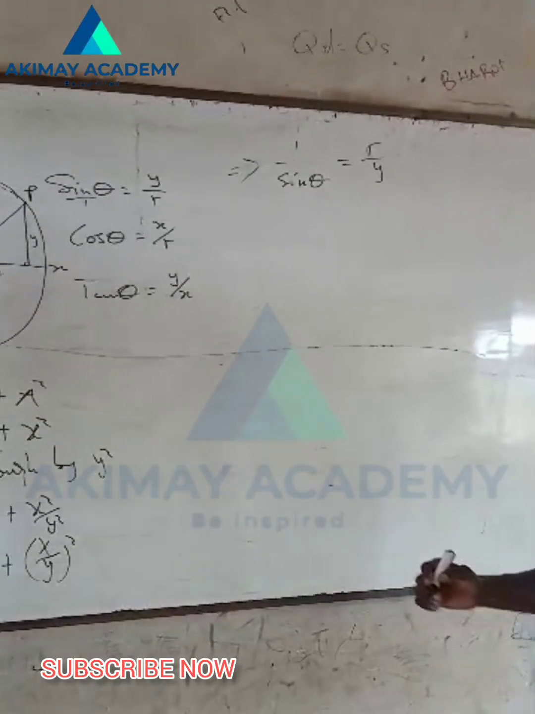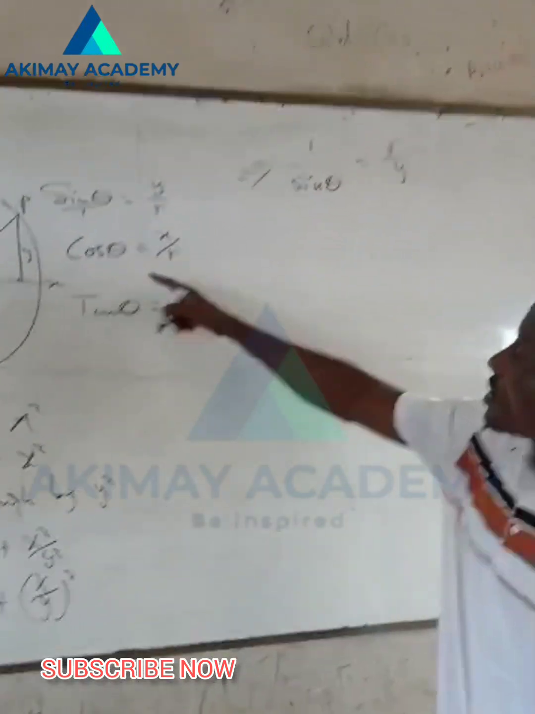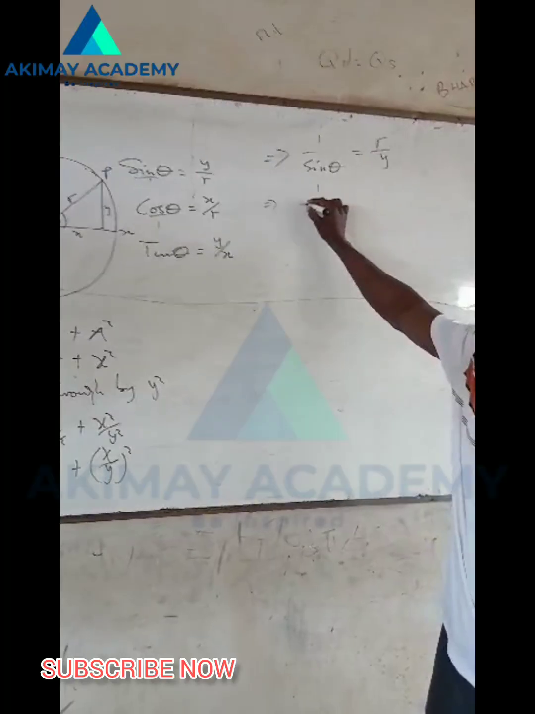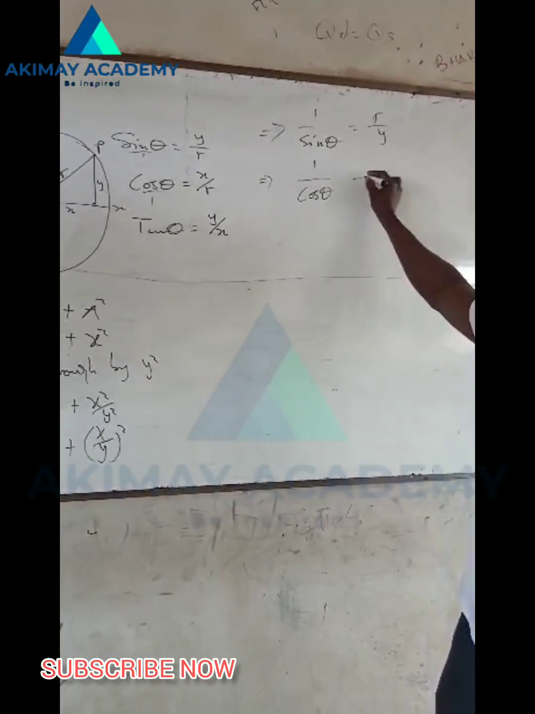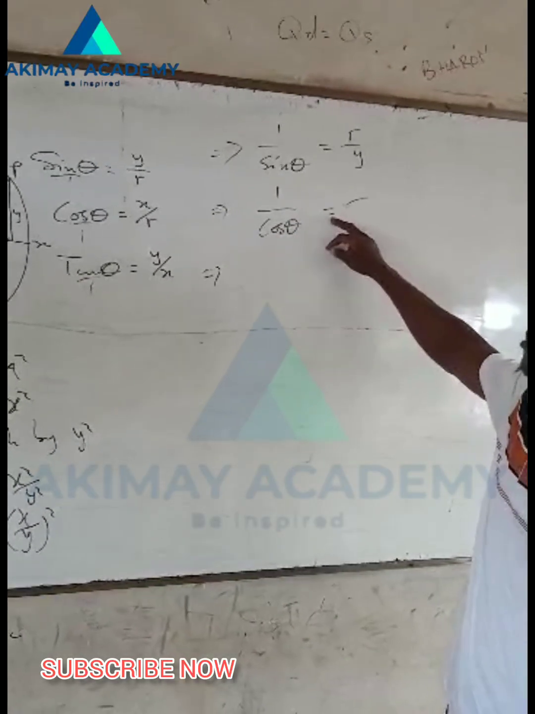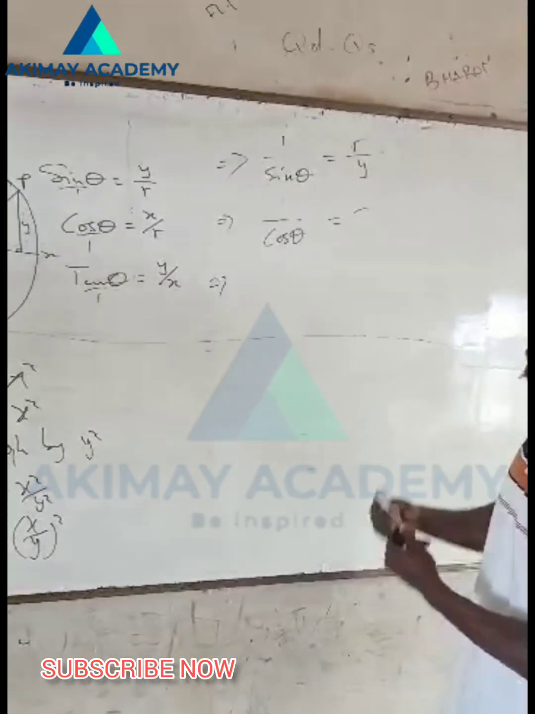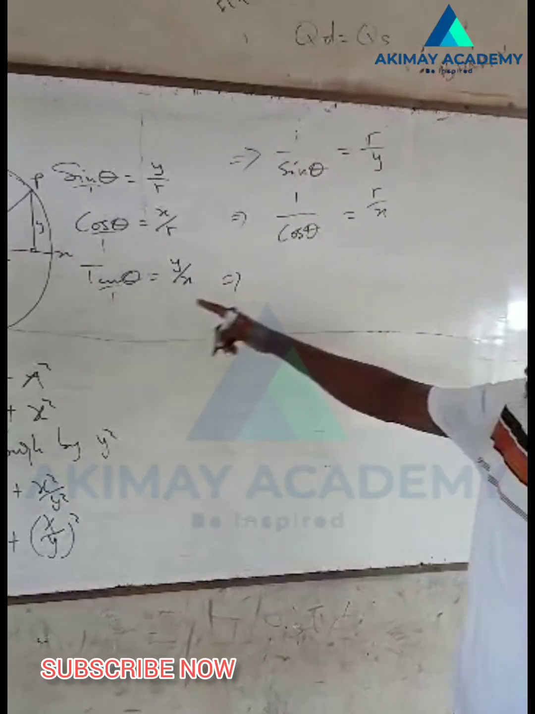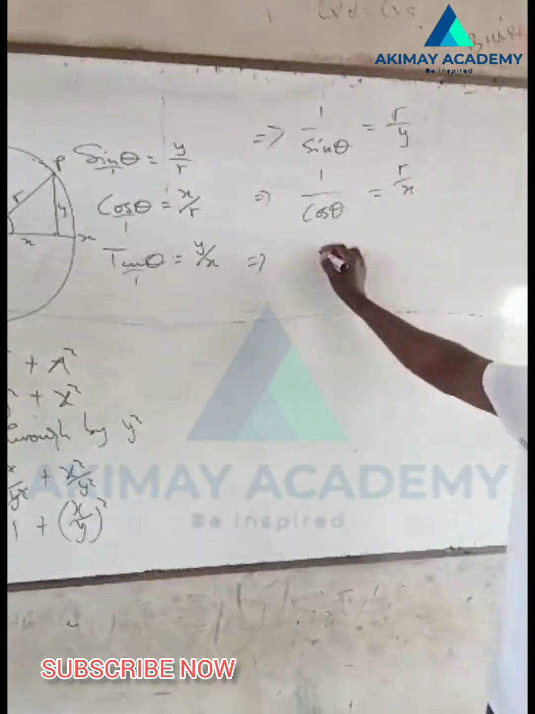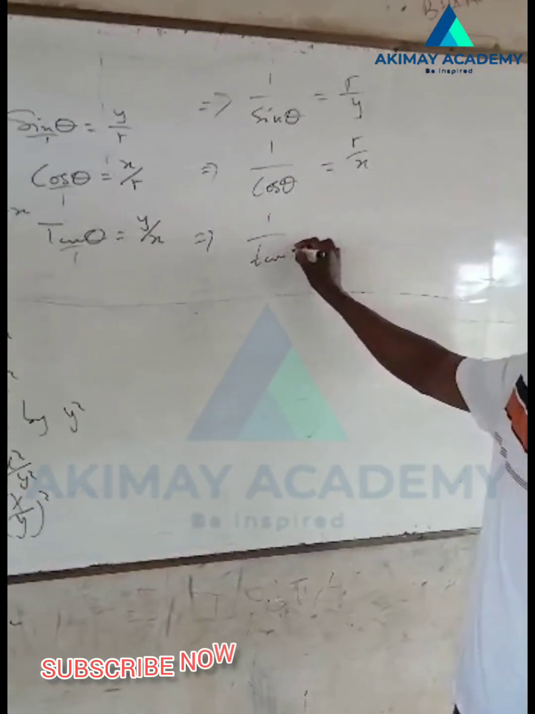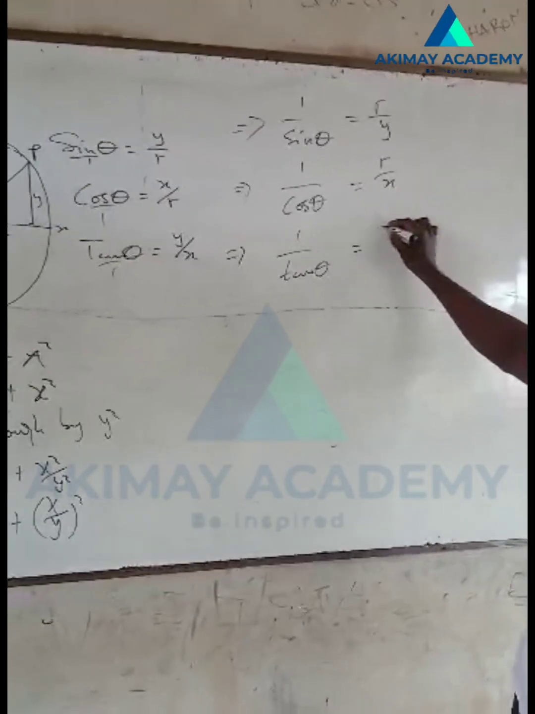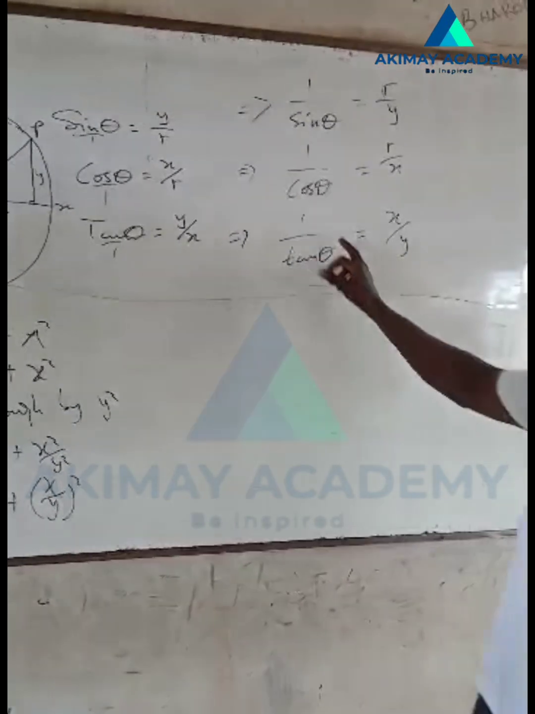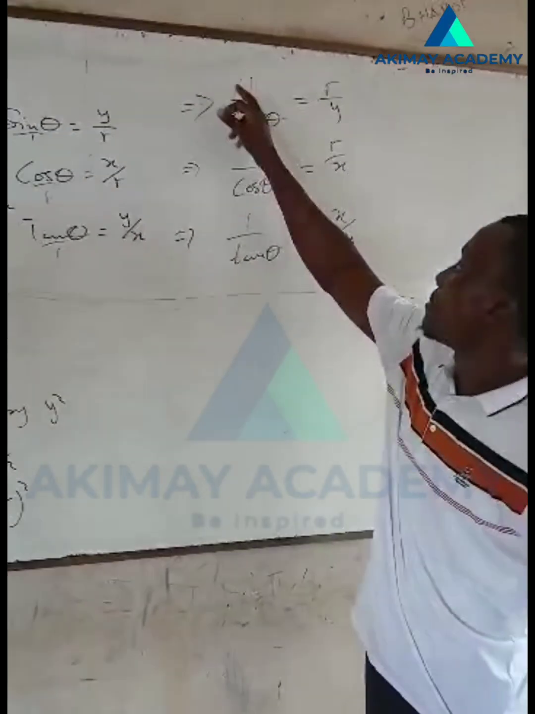Okay? So over here, the same applies to cos. If we turn cos theta upside down, we're going to have 1 out of cos theta. And this 1 out of cos theta is going to give us, over here we have x on y, so we are going to have r on x. Okay? Turning them upside down. The same applies to tan. If we turn it upside down, we have 1 on tan. And this is going to give us x on y.